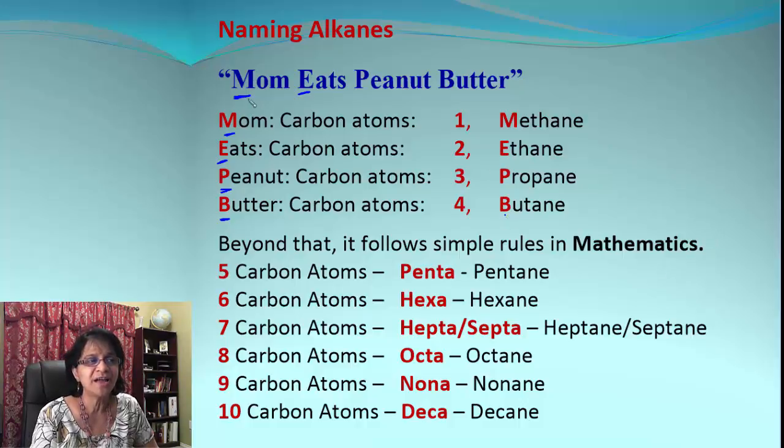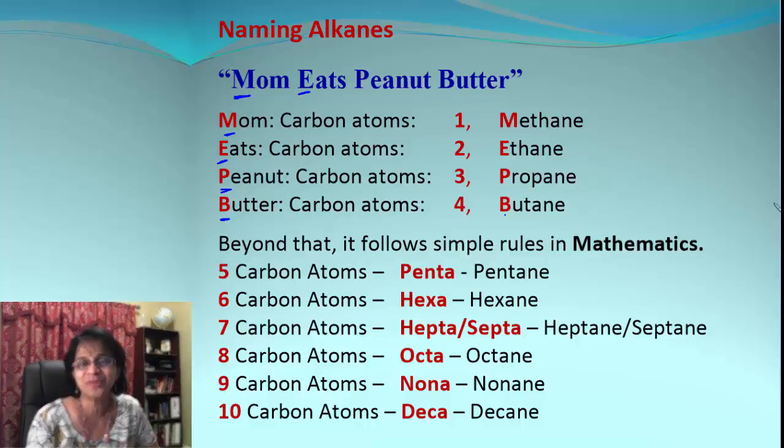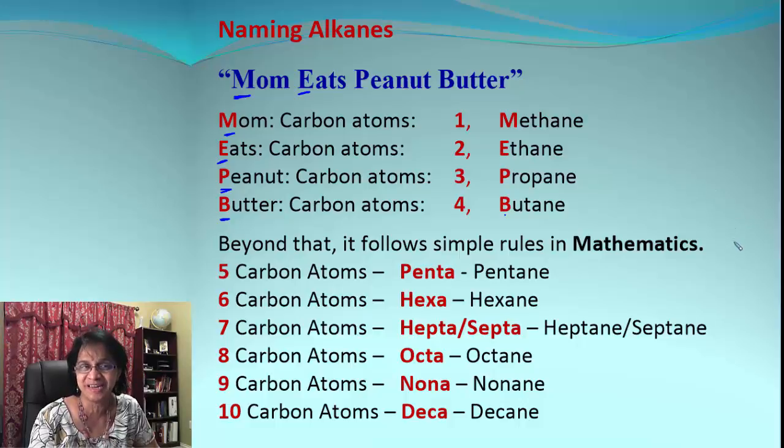So there itself we got methane, ethane, propane and butane. That's the order of alkanes with carbon atom number 1, 2, 3 and 4. The remaining ones are simple. The number 5 always correlates to penta, so it will be pentane. Number 6 will be hexa, so we call it hexane. We just add ane to the end.